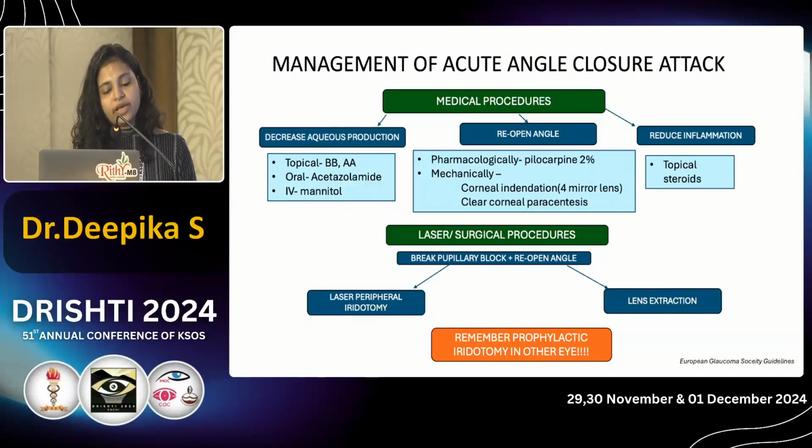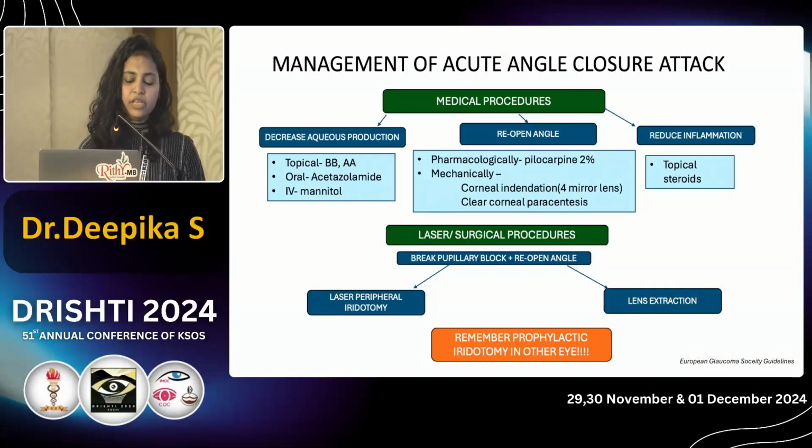IOP can be reduced by decreasing aqueous production with various drugs, but mainly we use topical beta blockers and alpha agonists. Prostaglandin analogs will be avoided in inflammatory conditions. Orally, acetazolamide 250 mg can be given to acutely reduce the IOP. IV mannitol can be given if there are no contraindications. It's usually given in the dose of 150 to 200 ml, slow IV over 20 minutes. So these can be done to reduce the IOP so that your view becomes clear to do any manipulation.